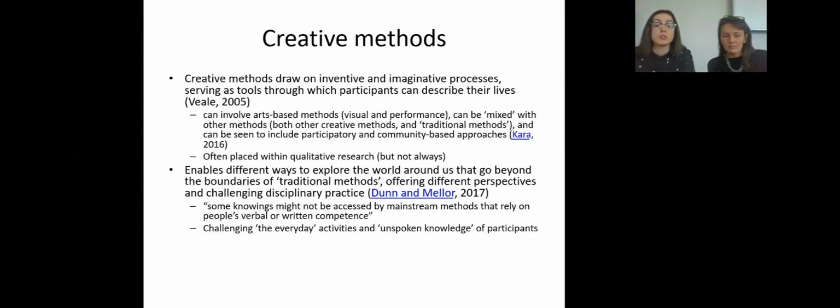It can also be seen to challenge the everyday activities or unspoken knowledge of participants. So being able to go beyond someone saying, my day is normal, there's nothing really to speak about, but actually getting them to photograph it or getting them to provide a glimpse into the routine through walking may actually allow the researcher to look more ethnographically at what normal is for them.